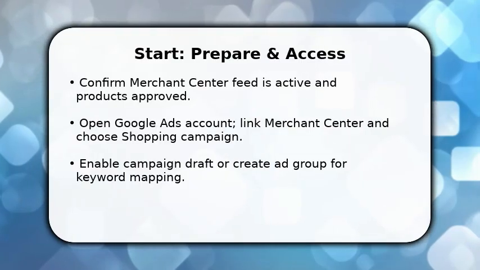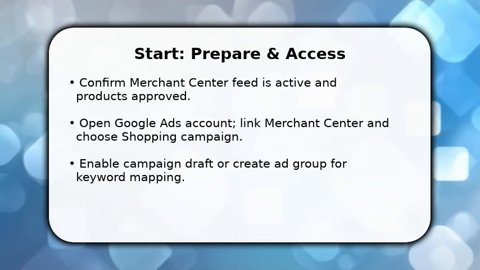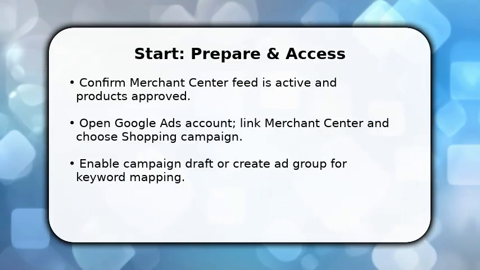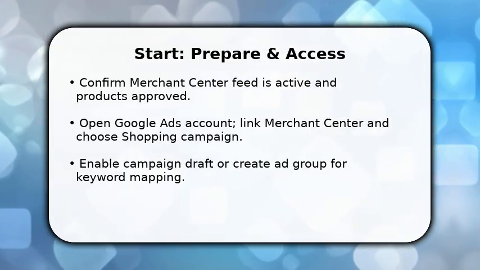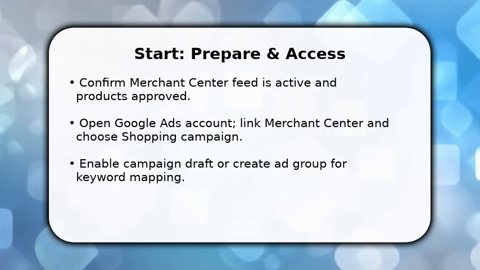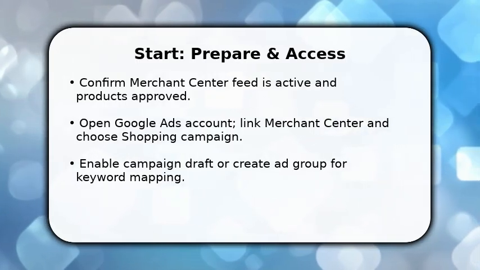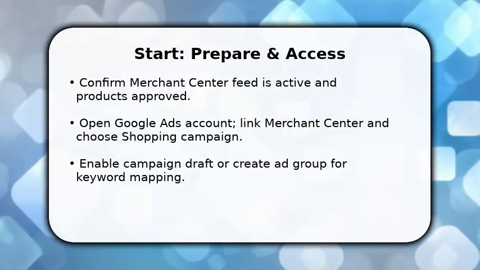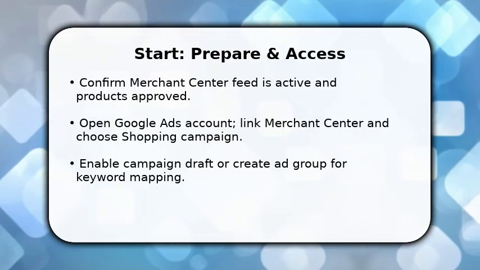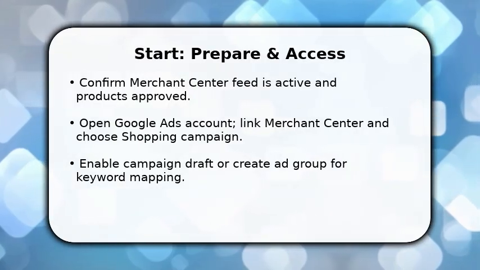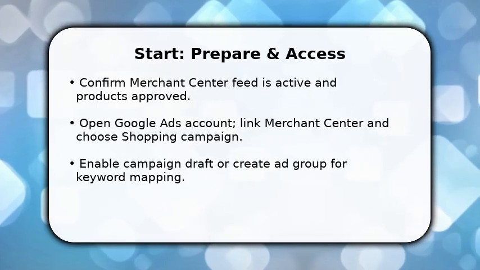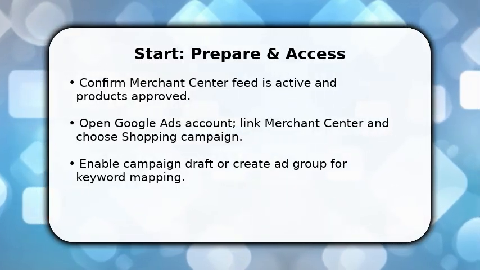You begin by verifying prerequisites so you don't waste time later. Confirm your Merchant Center feed is active and products are approved, and make sure your Google Ads account is linked. Once done, open the shopping campaign where you'll test keywords and either create a new ad group or use a draft. You do this because shopping uses product data, so structural clarity prevents mismatches. Make sure targeting and budgets match the product intent before you attempt keyword-like control.